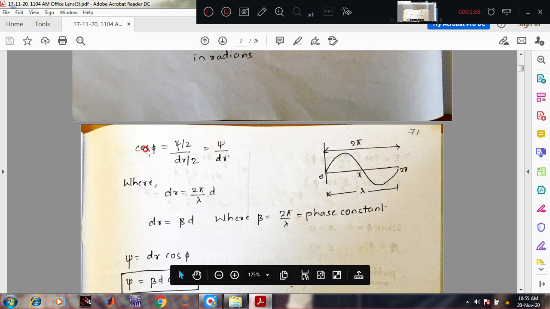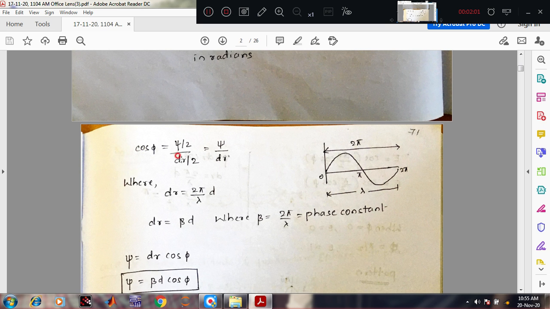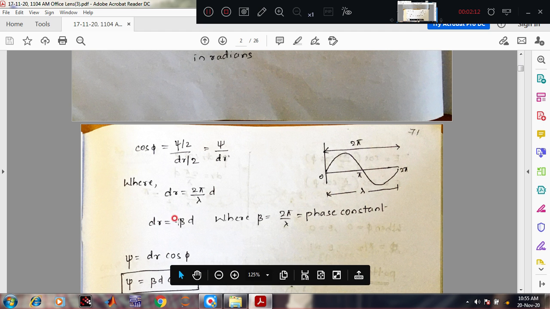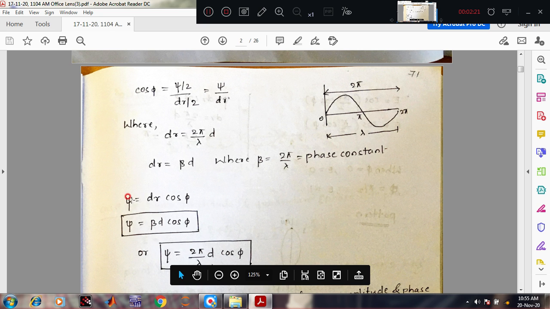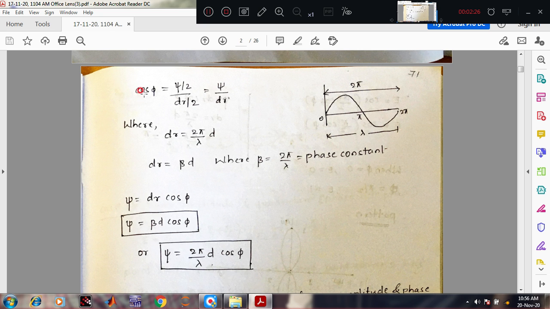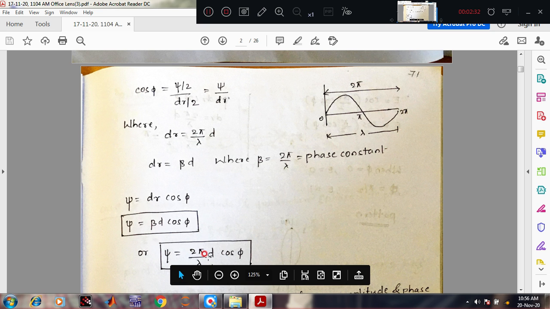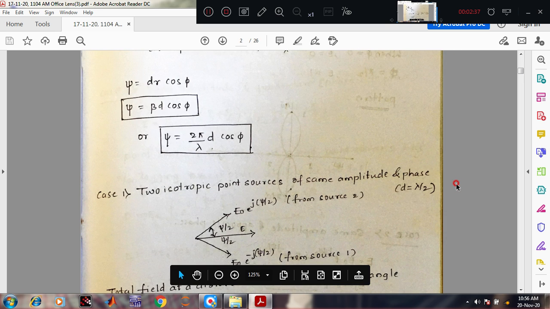We define cos phi from the triangle, that is psi by 2 over dr by 2. So cos phi will be psi over dr, where dr will be 2 pi by lambda into d, that is beta d, where beta is the phase constant, 2 pi by lambda. Therefore psi can be written as dr cos phi. We know dr is beta d, or 2 pi by lambda d, so psi is dr cos phi. This is the basic formula for our coming discussions.